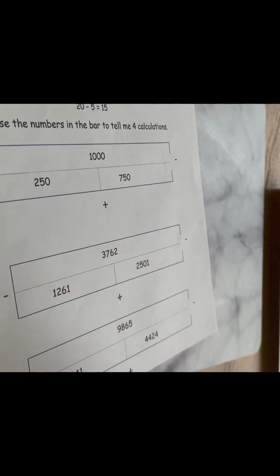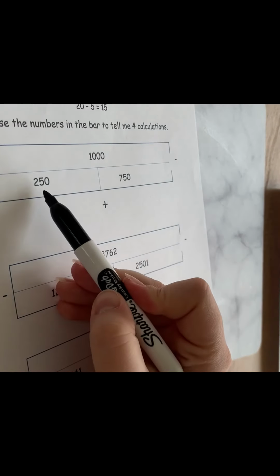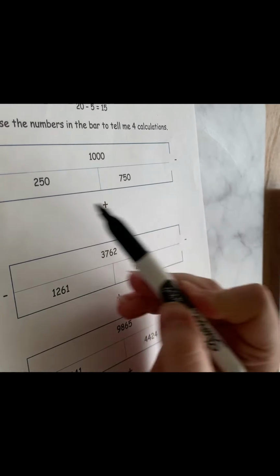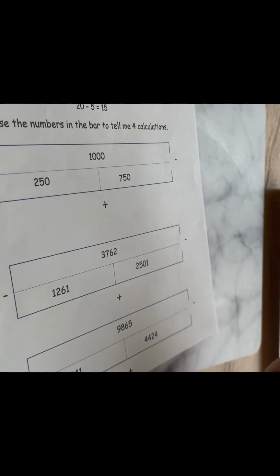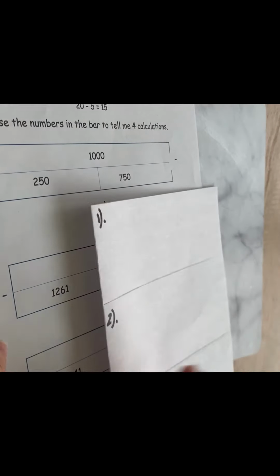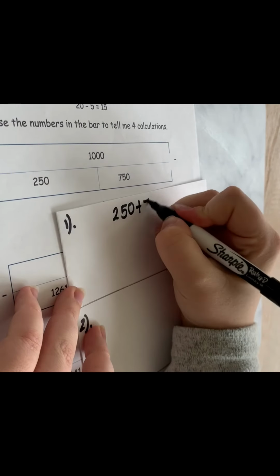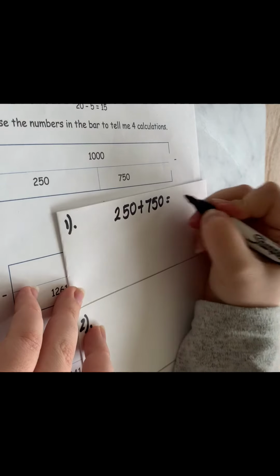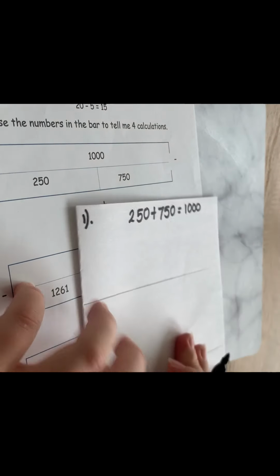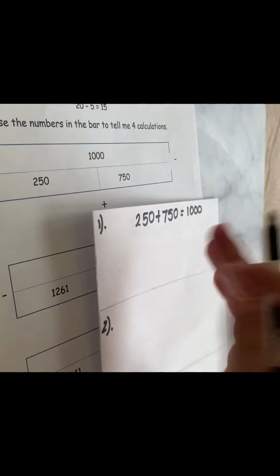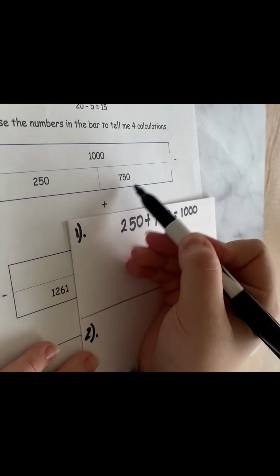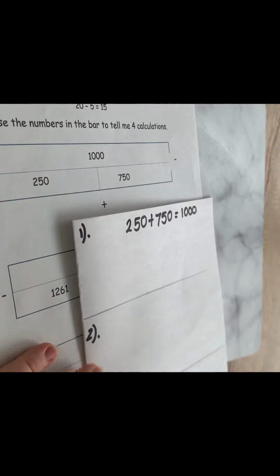Looking at question number 1 then, 1,000 is at the top because that's the largest number, 250 and 750 at the bottom, 2 parts that make up that whole. So I'm going to start off with my addition number sentences because I find those the easiest. So on number 1 here then, I've got 250 add 750 equals the 1,000. With addition, it's great because we can swap the numbers around. It doesn't matter which way we add these up, they still equal the same number.